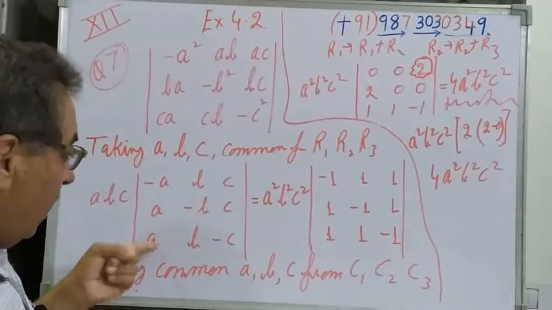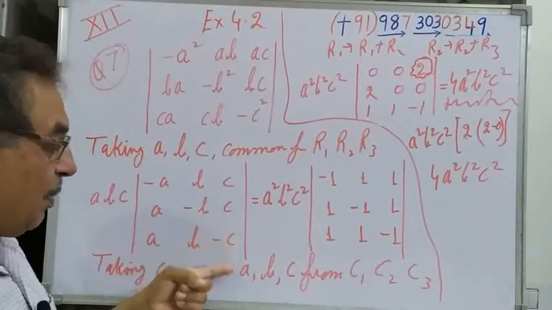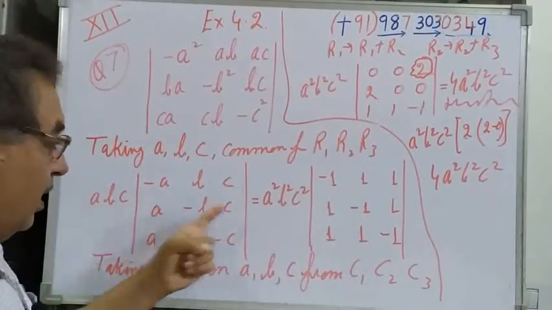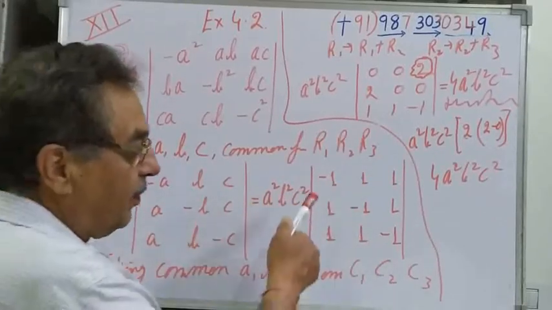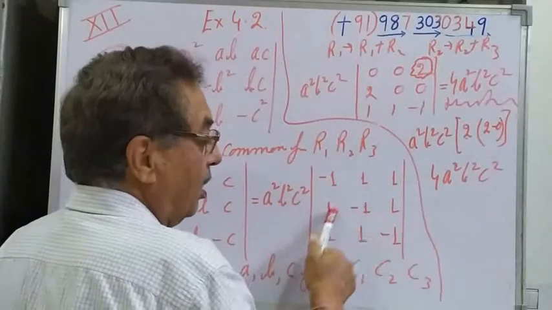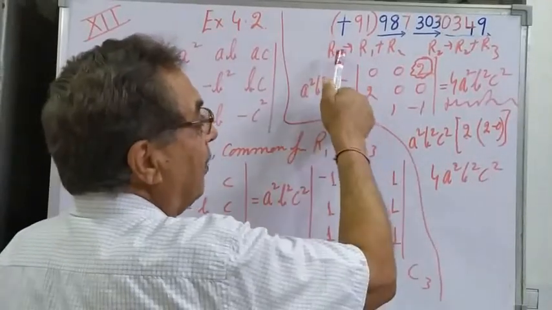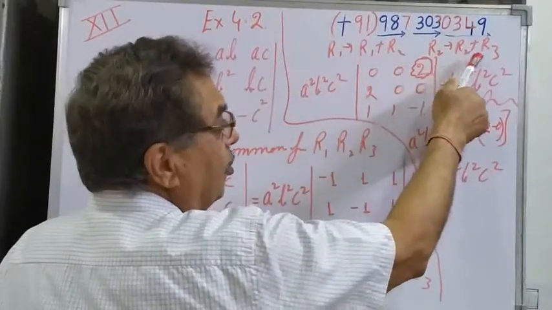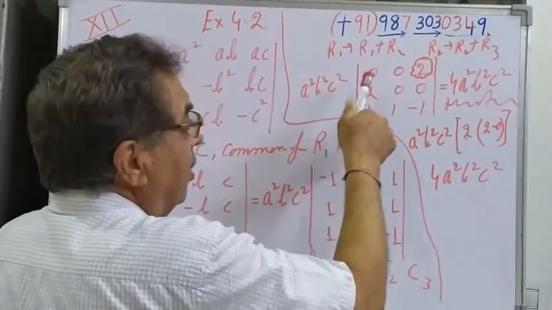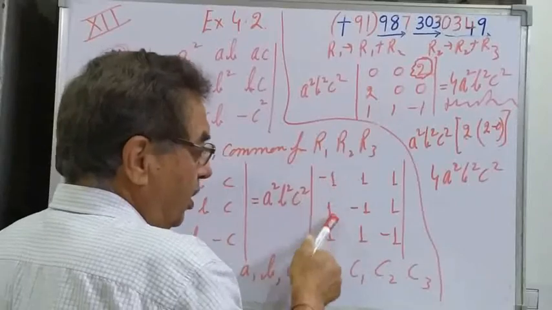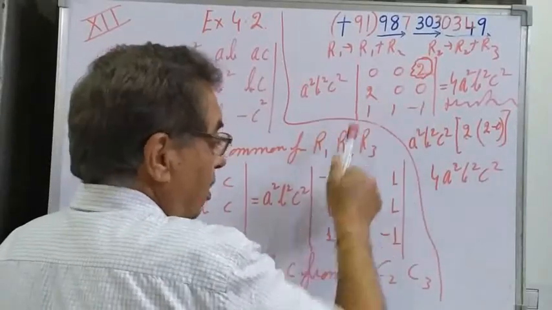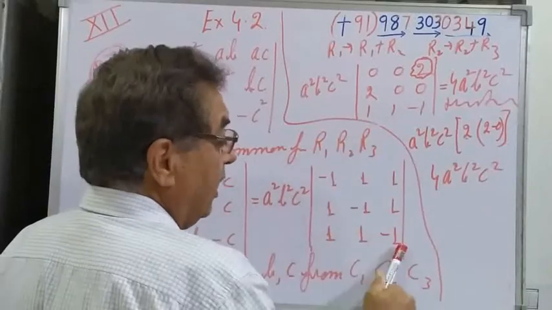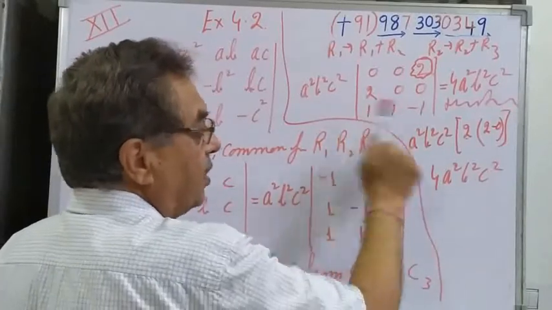I take out the common A, B and C respectively from the columns C1, C2, C3, and we get A square, B square, C square. And after this we are left with minus 1, 1, 1, and so on. Then I operate R1 to be written as R1 plus R2 and R2 as R2 plus R3. While adding, R1 and R2 give 0, 0, 2, 2, 0, 0 and R3 is as it is, 1, 1, minus 1.